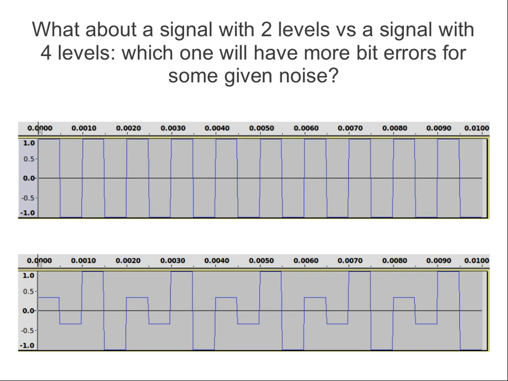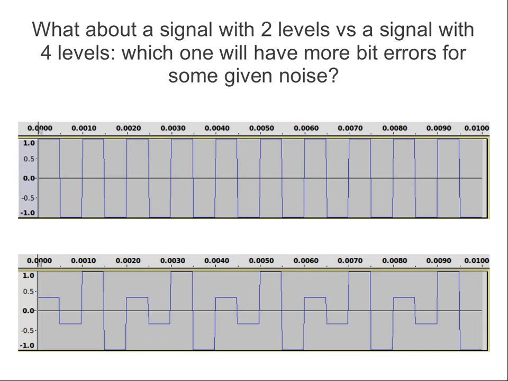Now, that's a good thing about using more levels. We get a higher data rate. The bad thing is that when we have noise, we will get more errors. That is, comparing our 2 signals again, with the bottom signal, where we have more levels, there is more chance of errors. Let's try and explain why.